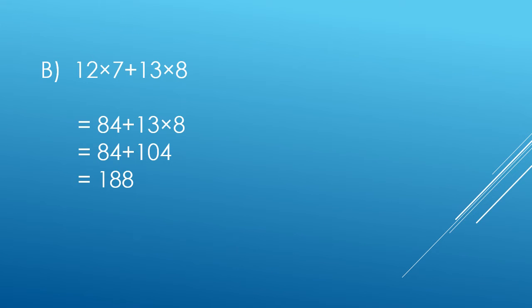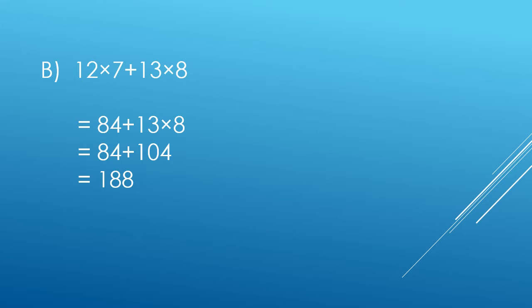Now let's see the B part. That is 12 times 7 plus 13 times 8. Now again we have to apply BODMAS. So we'll do the multiplication first. So 12 times 7 is 84 plus 13 times 8. Now in the next step we'll solve 13 times 8. 84 plus 13 times 8 is 104.